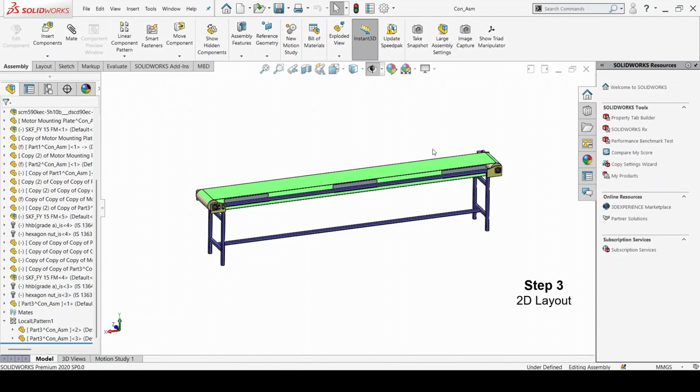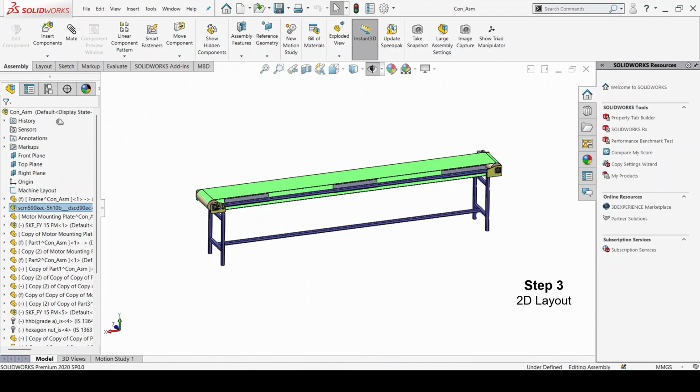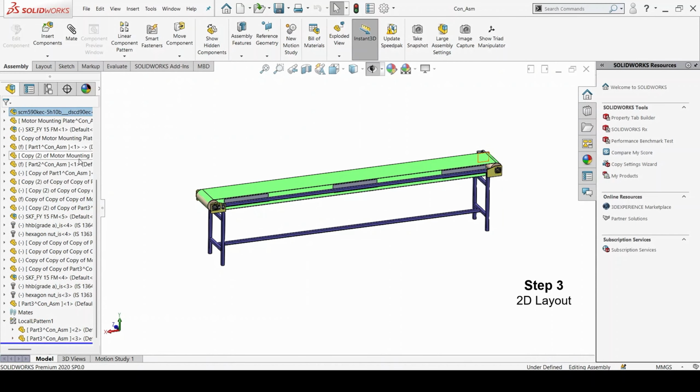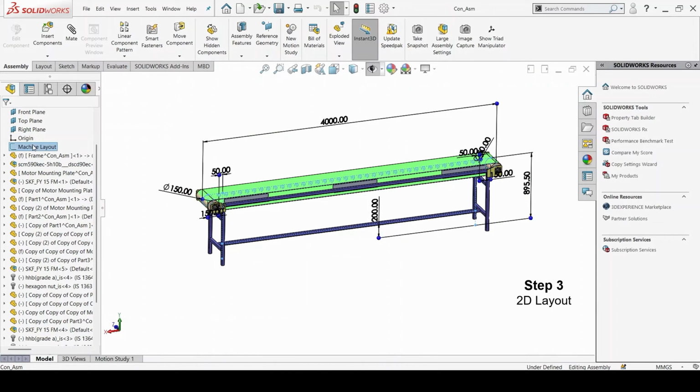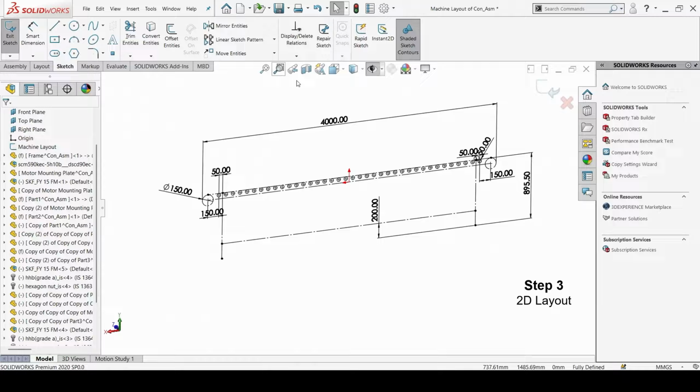Now moving to the next step, which is the 2D layout. It is the third step of the process of conveyor design. As you can see in my tree, I designed this 2D layout in the initial stage of the design process. So let me explain how I did it.